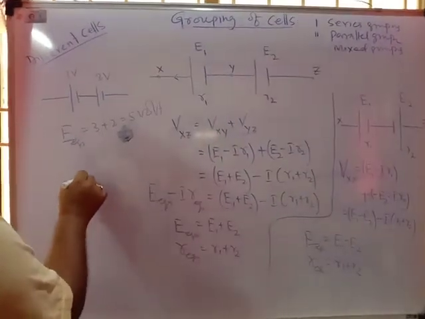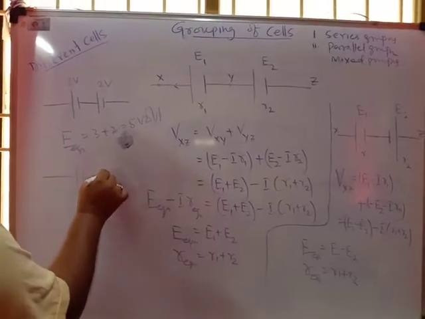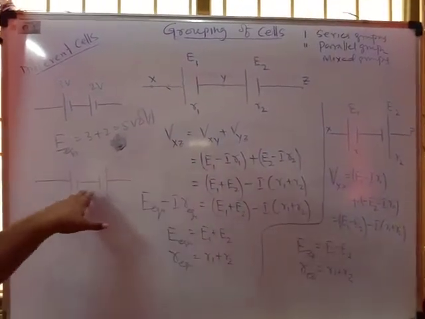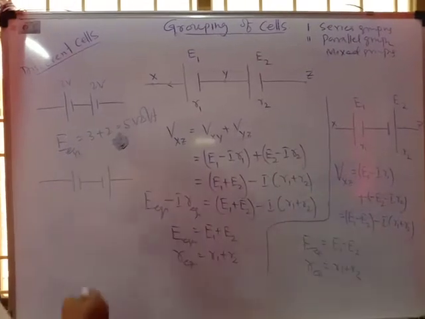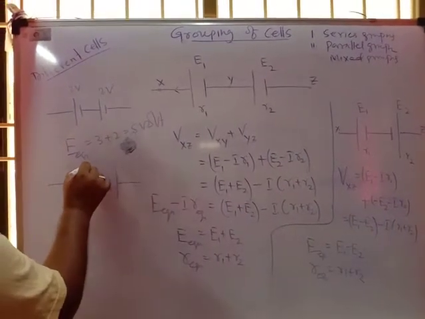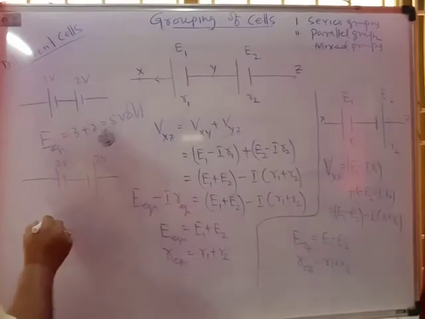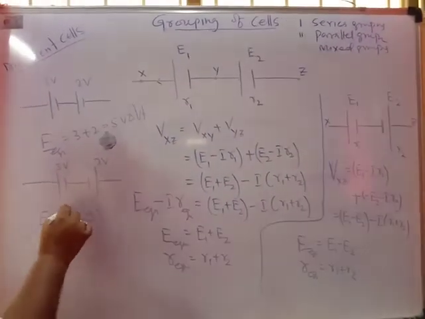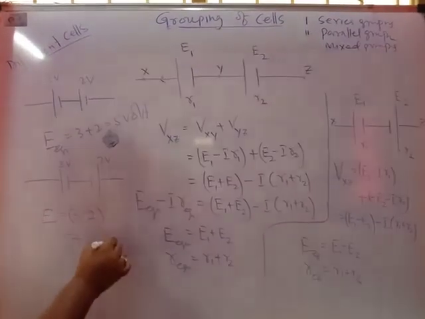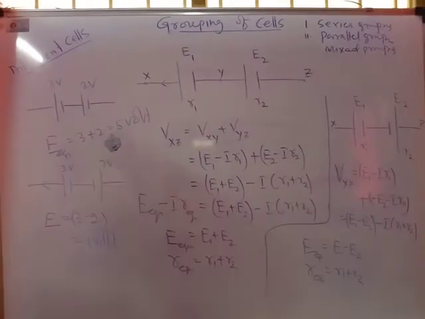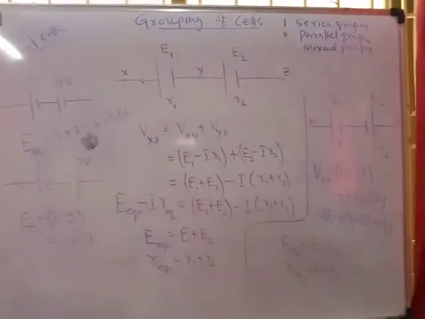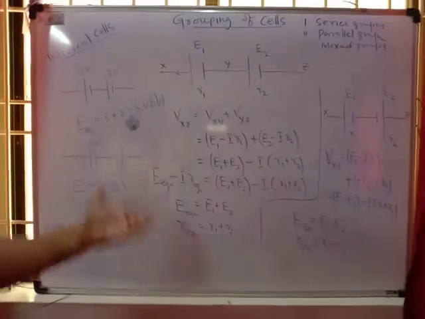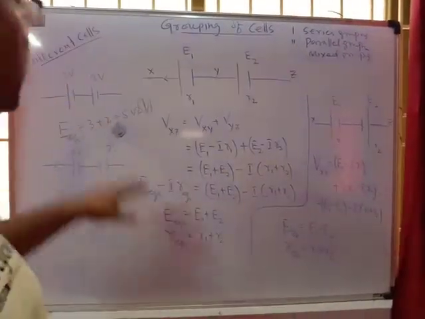If the polarities are changed in this manner, they are not in series grouping, they are not only in series but polarities are reversed. In this case, if it is 3 volt and 2 volt, the net EMF will be 3 minus 2, that is equal to 1 volt, and the current will be drawn from this circuit. The net EMF will be 1 volt. So that was for the identical cells, and this is for the different cells.